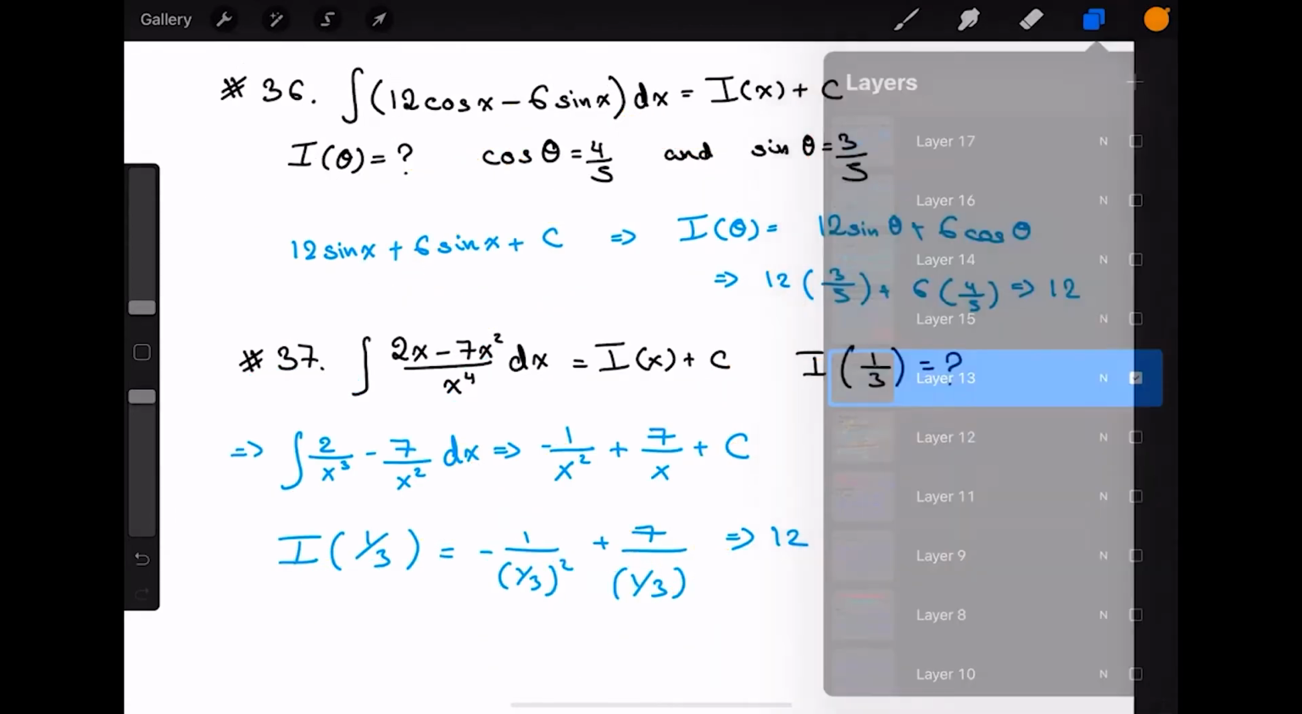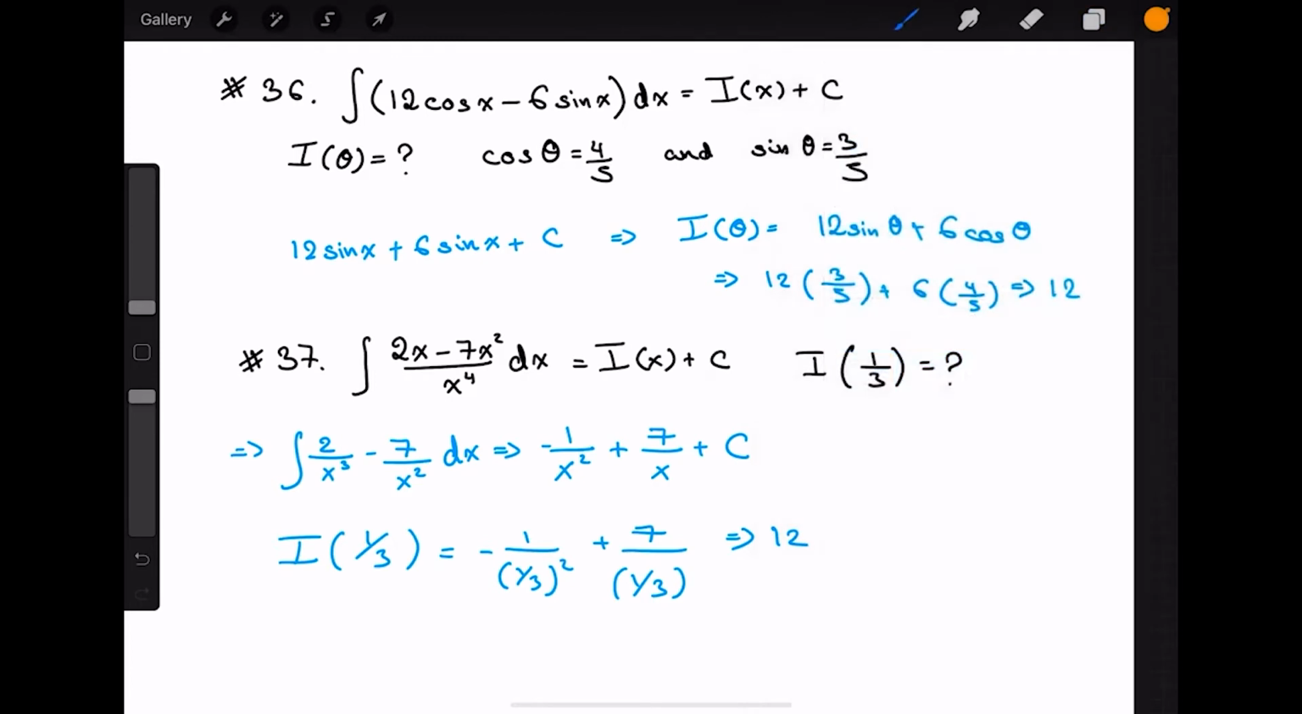Moving on to question 36. We have 12 cosine x minus 6 sine x. If you recall the previous formulas I wrote down, the integration of cosine is sine x over the derivative, which is 1 in this case. And for sine, it is negative cosine x divided by the derivative of the inside, which is 1 as well. So you will get 12 sine x plus 6 cosine x plus c.